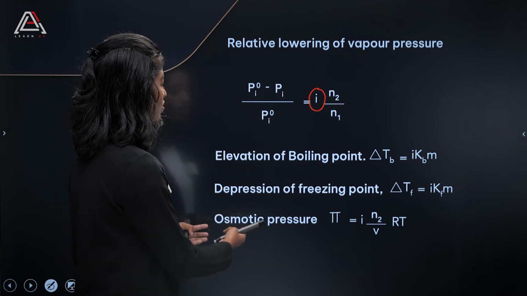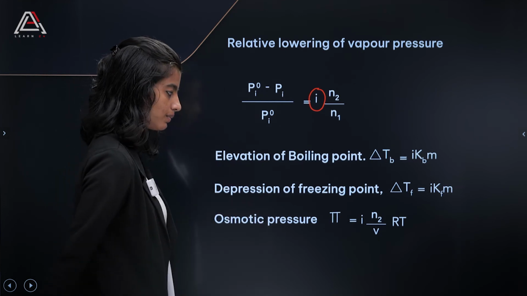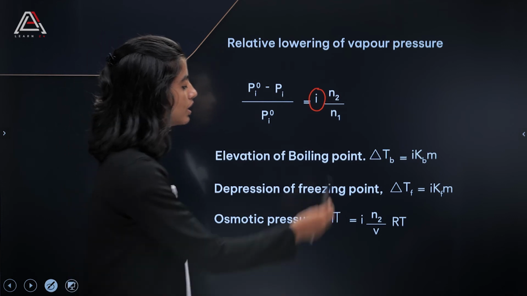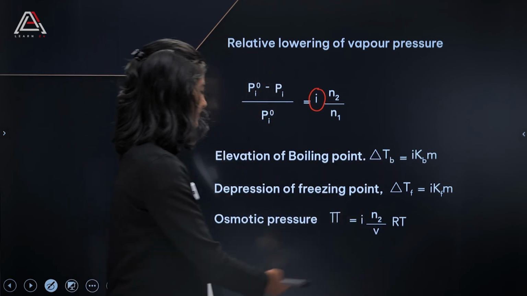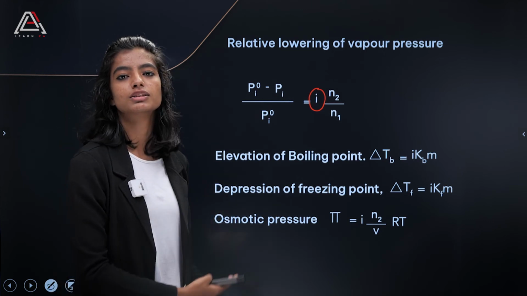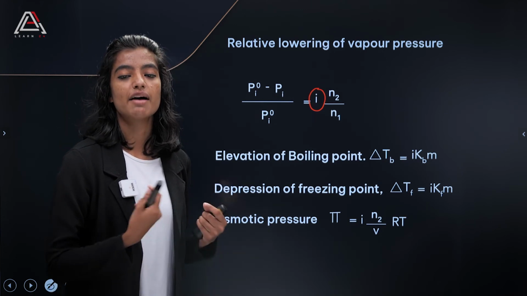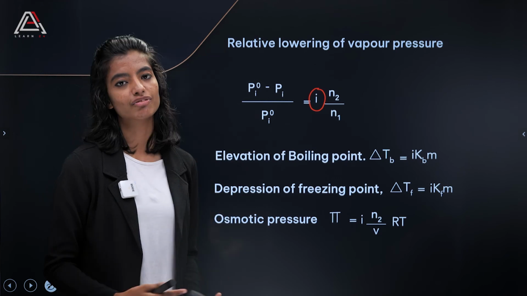And the last colligative property, osmotic pressure. Pi is equal to i n2 divided by V, RT, is the modified equation for osmotic pressure. This is the abnormal molar mass and Van't Hoff factor.